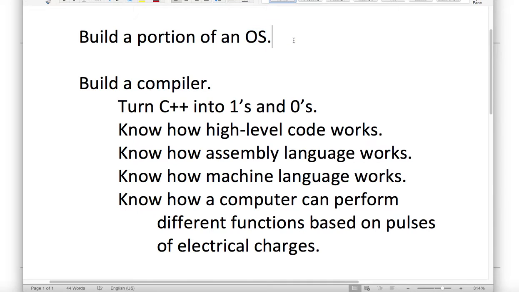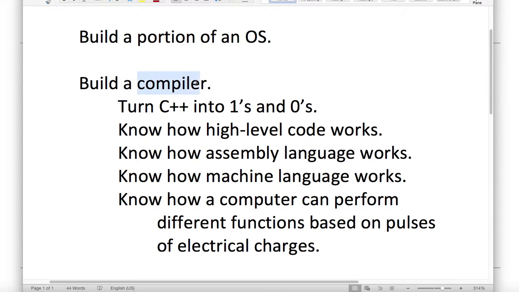And so what is the operating systems class? You study about operating systems and you also build a portion of one, right? And then what about the compiler class? Well, you build a compiler. And so what is a compiler? It is a program that runs a high-level language like C++ or Java, Python. Python uses an interpreter, but same idea.